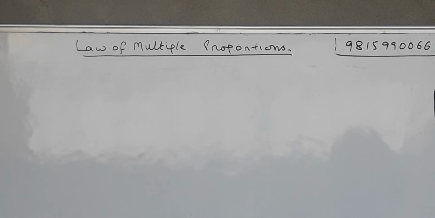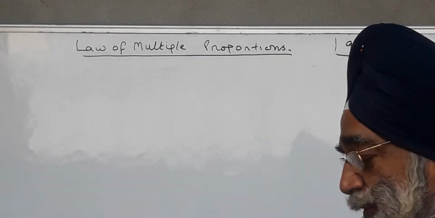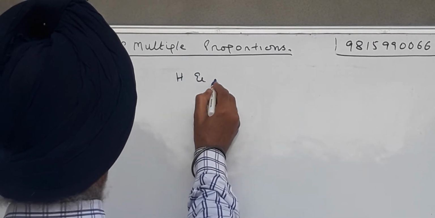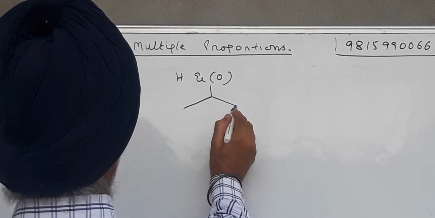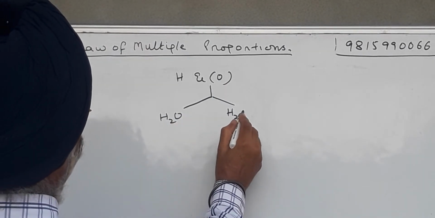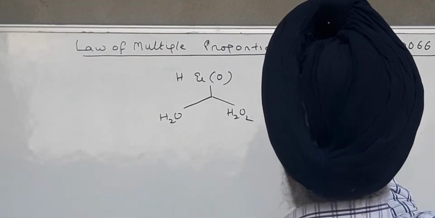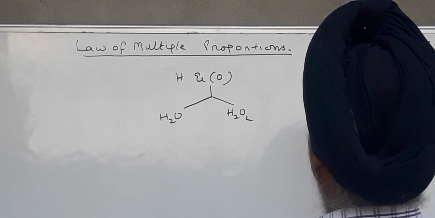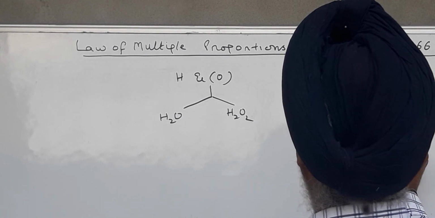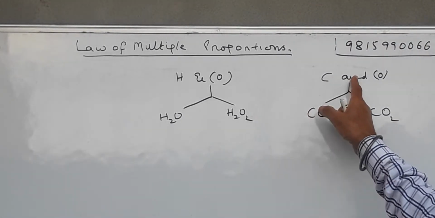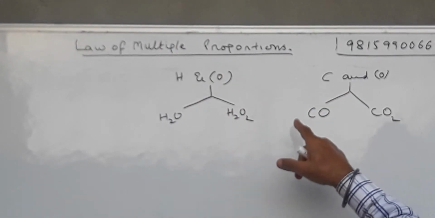Generally, we commit an error here when we suppose it is two or more elements forming two or more compounds. No. The same two elements combine and give rise to two or more compounds. Hydrogen and oxygen combine and give rise to water and hydrogen peroxide. Carbon and oxygen combine to give rise to carbon monoxide and carbon dioxide. Two elements giving rise to two compounds each.